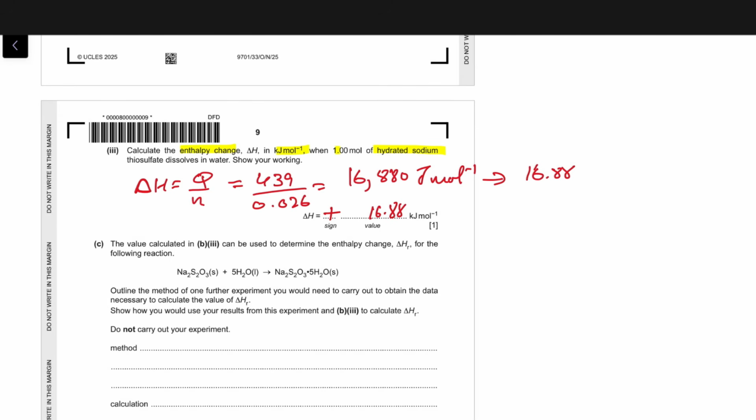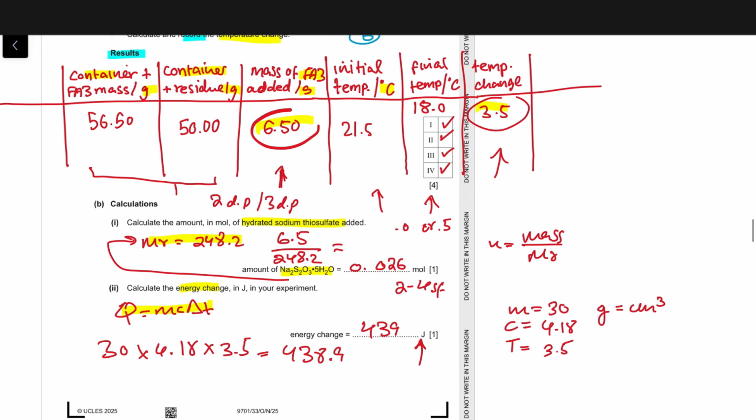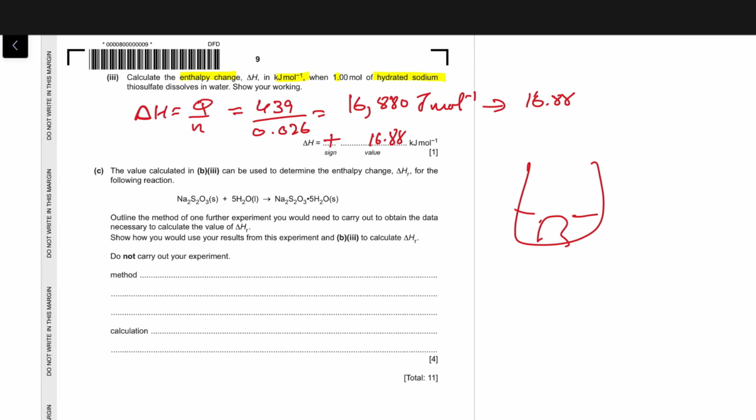Why is that? That is because when we put a hydrated solid into water, this is an endothermic reaction. And for this very reason, we had a negative temperature change. Our temperature actually decreased because heat was absorbed from the surroundings, from the water. So the water actually gets colder and the final temperature is lower.